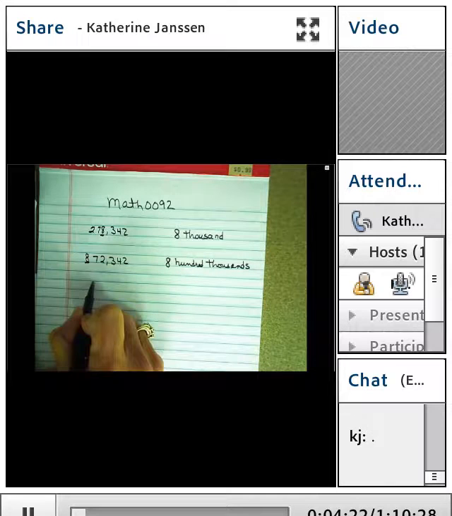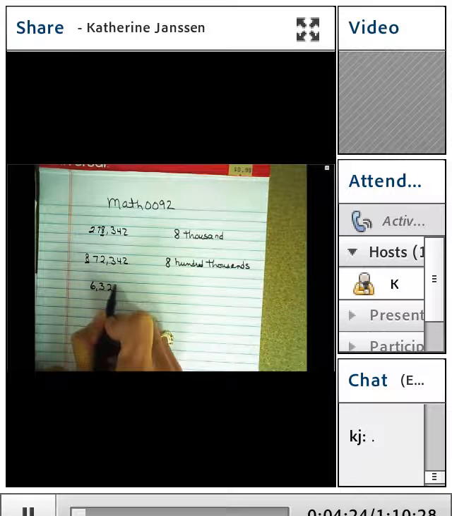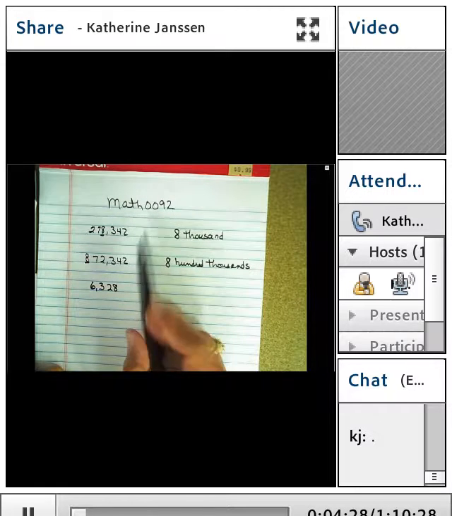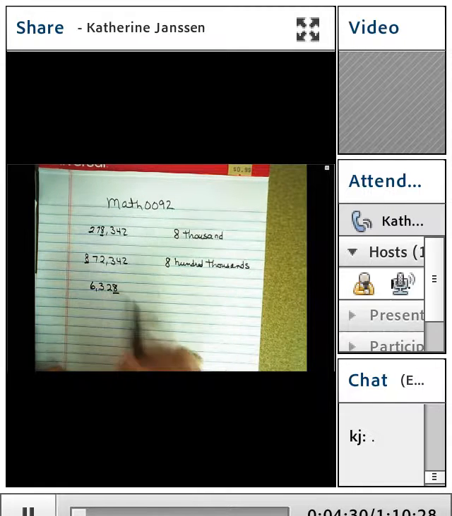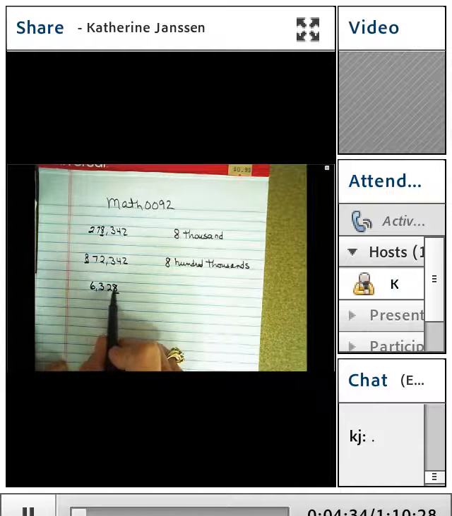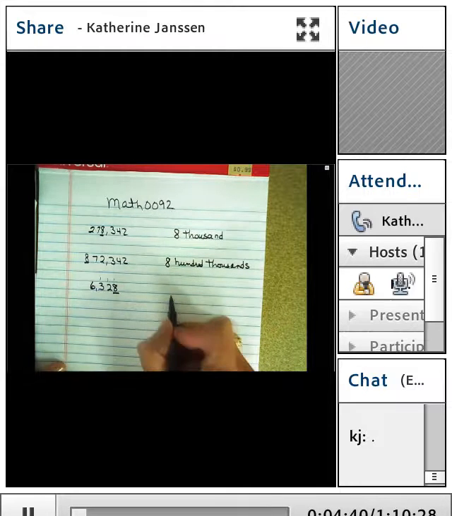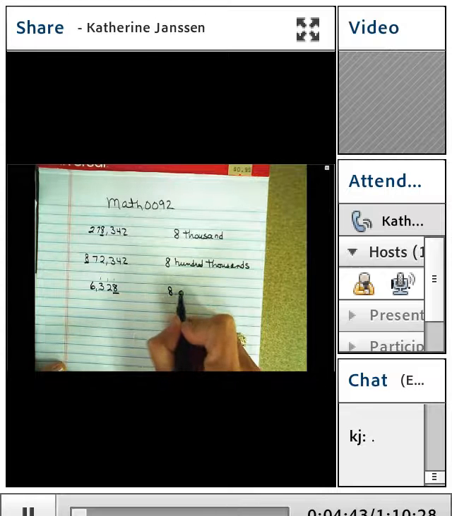Another example, 6,328. Determine what the digit 8 means in this number. So I'm highlighting the digit 8, and it's in the ones category, the ones that ends in the hundreds. It's in the ones of the ones period. So it's 1.